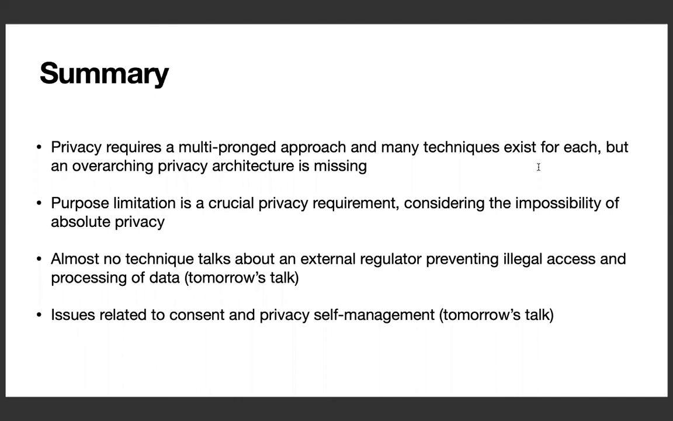I have hopefully established that purpose limitation is this crucial privacy requirement, especially considering the impossibility of absolute privacy. So you can only protect what processing is allowed. And that is something where the computer science research is preliminary at best, and I think that's where we should spend more time.